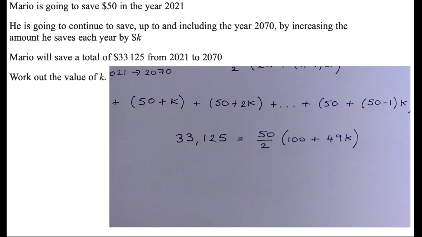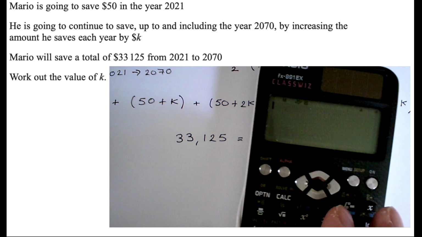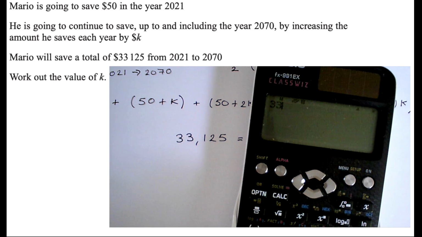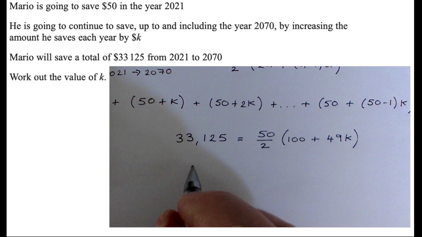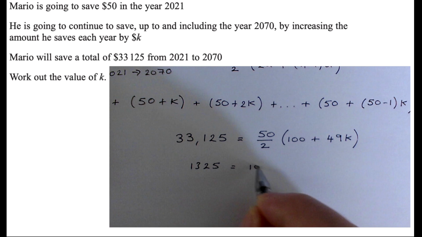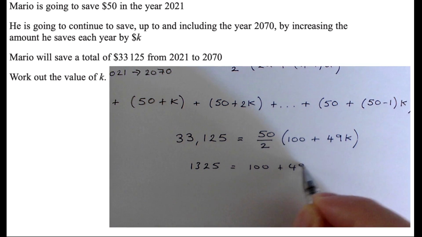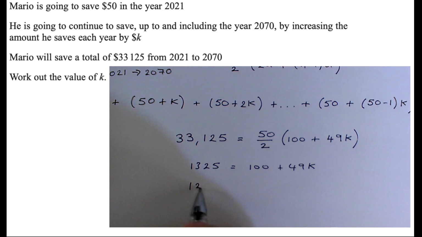Well, 50 divided by 2 is 25, isn't it? So if I divide both sides by 25, I should get to my brackets. So 33125 divided by 25 equals 1,325. Okay. And that's equal to 100 plus 49 Ks. Take off 100 from both sides. So 1,225 is equal to 49K.